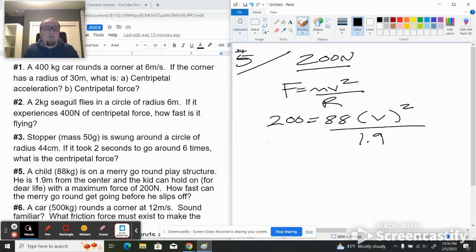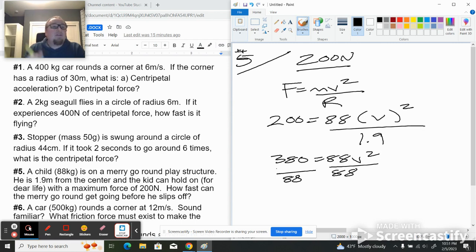So, math steps. I'm going to multiply both sides by 1.9. So it gets 200 times 1.9. I get 380 equals 88 v squared. Next thing I need to do is divide both sides by 88. I'm going to slow down talking. So I get v squared equals 4.32.